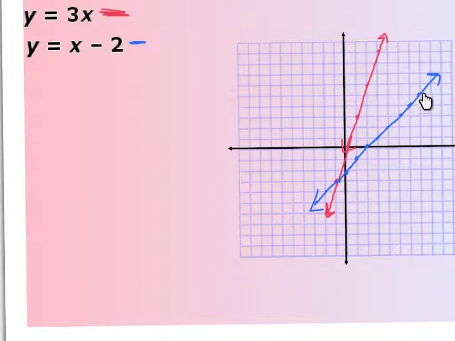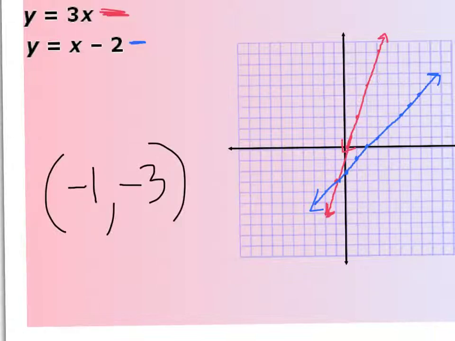Here's my blue line, and I extended the red line to keep that pattern going so that they would intersect. So my blue line touched the red line right here, and it is right at an intersection. So let's find that point. These two lines intersect at -1, -3, right here. And remember what that means.